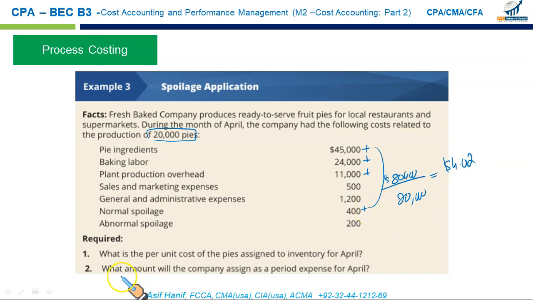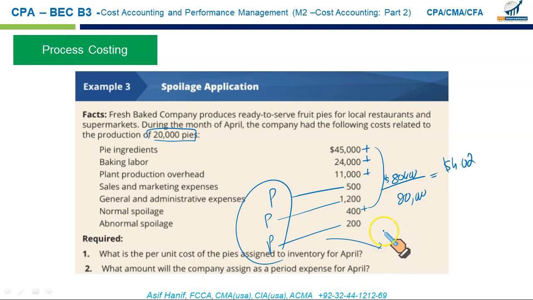Now what amount will the company assign as a period expense for April? So this sales and marketing is a period expense, not a part of product cost. This 1,200 general and administrative is a period expense, a period cost. And finally this $200 abnormal spoilage, material, labor and overheads incurred on these units, it will be considered as a period cost. If you add all these, it would give you a total of $1,900.